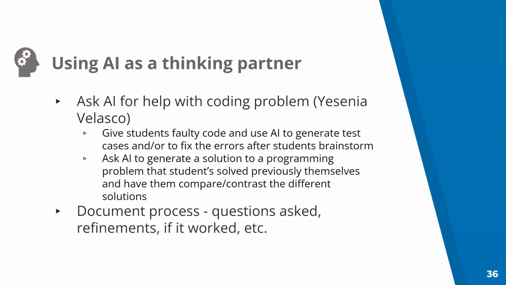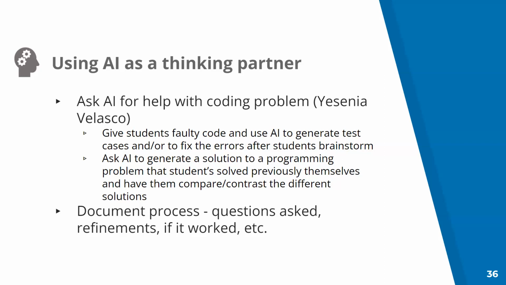You could also, this is kind of similar to the previous example, but ask AI to generate a solution to something that students have already solved. And so students have a way that they've solved it and kind of thought about the problem. Then you can ask AI for a different solution and have students again compare and contrast and think about different ways that you might solve a problem. And also that gets at a bigger kind of topic of programmers are all different too, right?